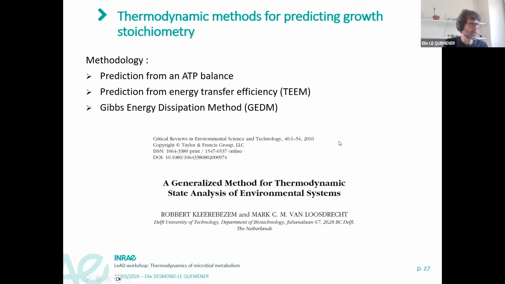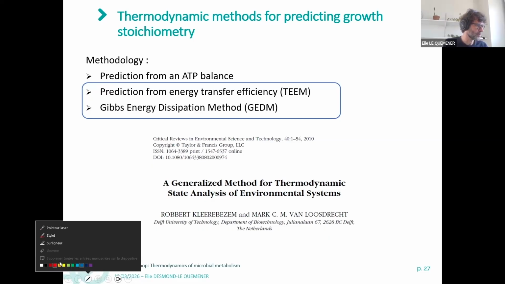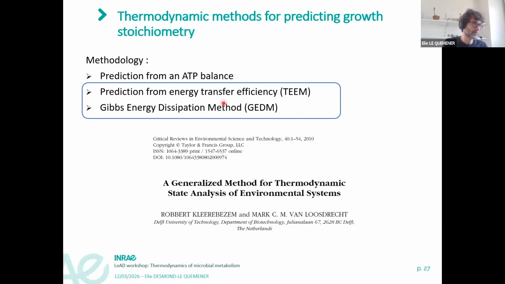So I will here illustrate 2 methods: prediction from energy transfer efficiency and the Gibbs energy dissipation method. All this comes from the article I mentioned earlier. There is also the possible prediction from ATP balance, but to do the ATP balance, you need very precise knowledge of the metabolism, so it's not always possible.